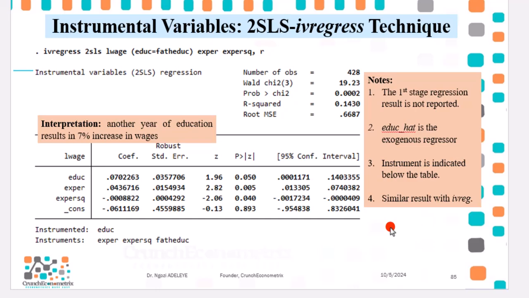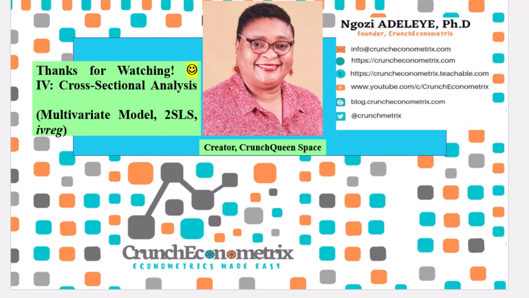Results with ivregress. So whether you want to use ivreg or ivregress, you are good to go. I've shown you that you are likely to get the same outcome. So thank you so much. This is to complete using the inbuilt syntax of ivreg and ivregress on the multivariate model to control for endogeneity for an IV model.